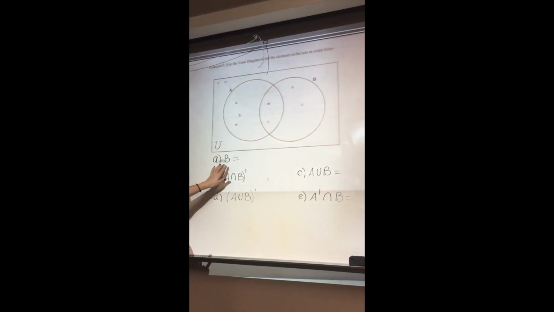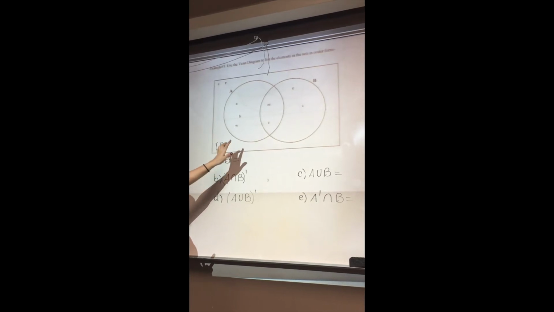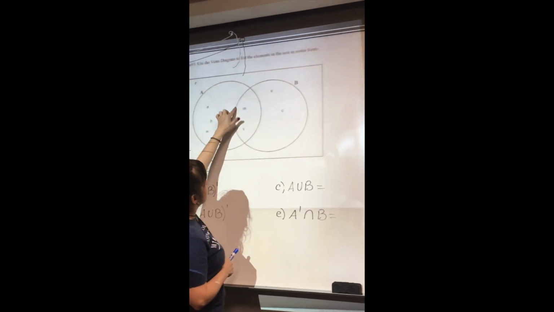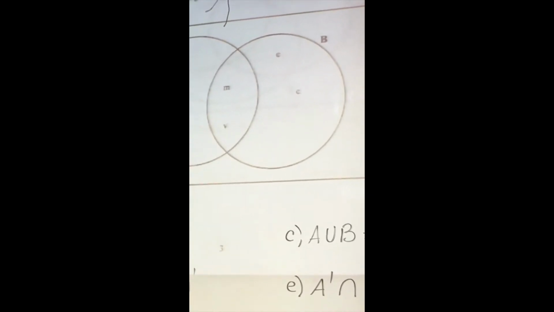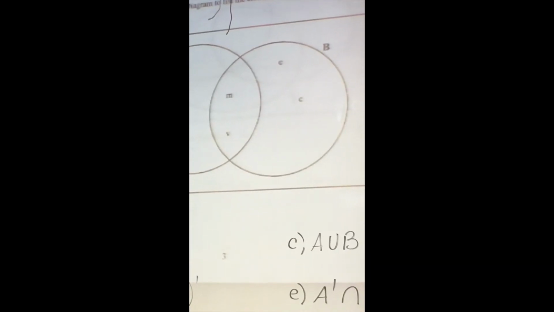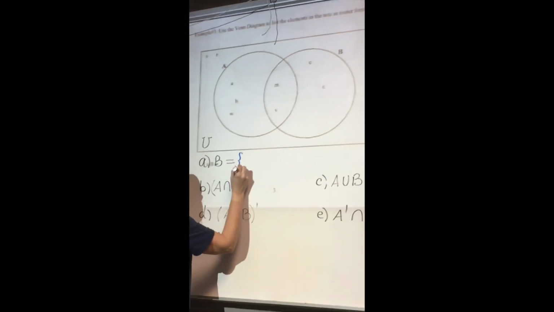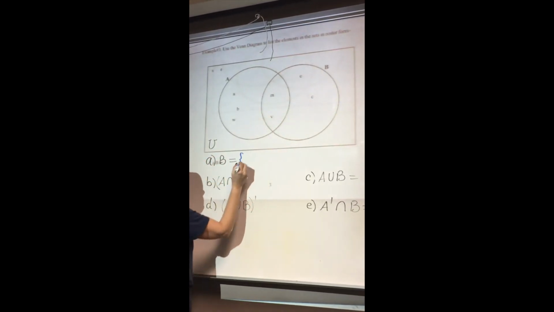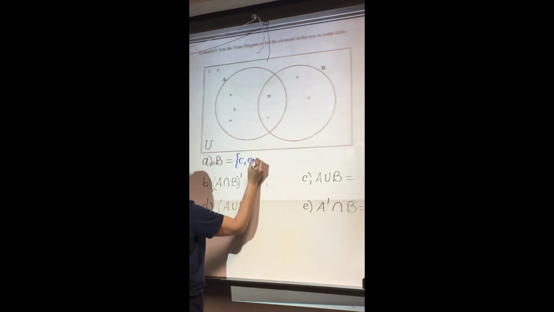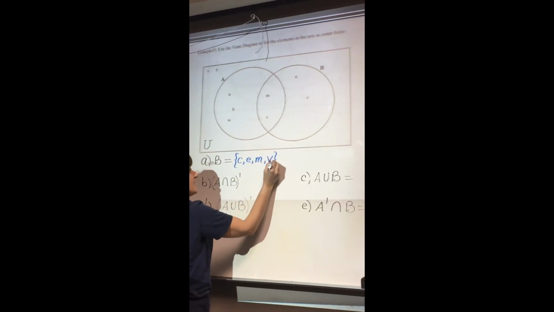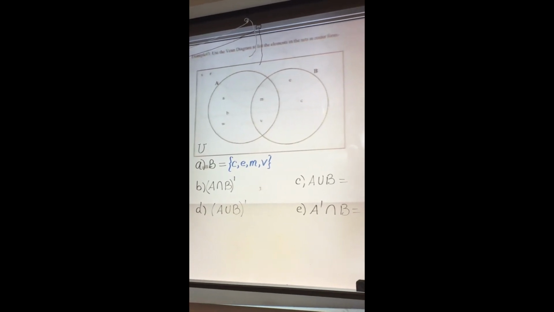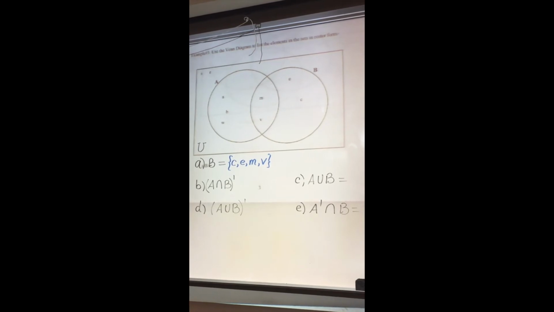So the first question is, list the elements in set B. So we have to go to B. This circle right here is set B, okay? So we're going to go ahead and list all the elements in set B. So we have C, E, M, V. That's it. That's all I asked for, that's all that the answer is.